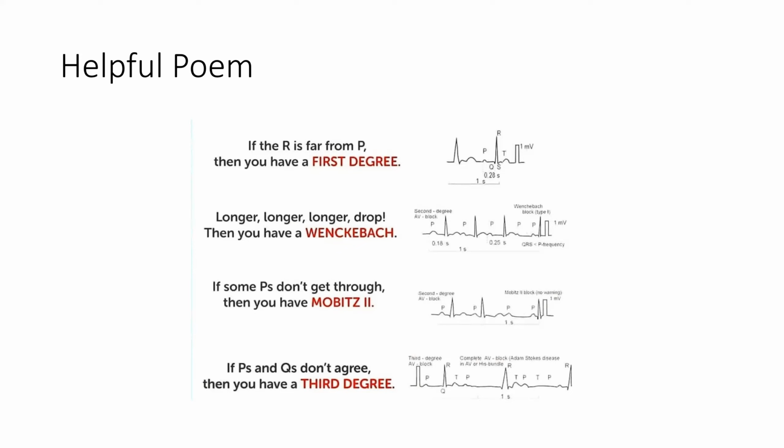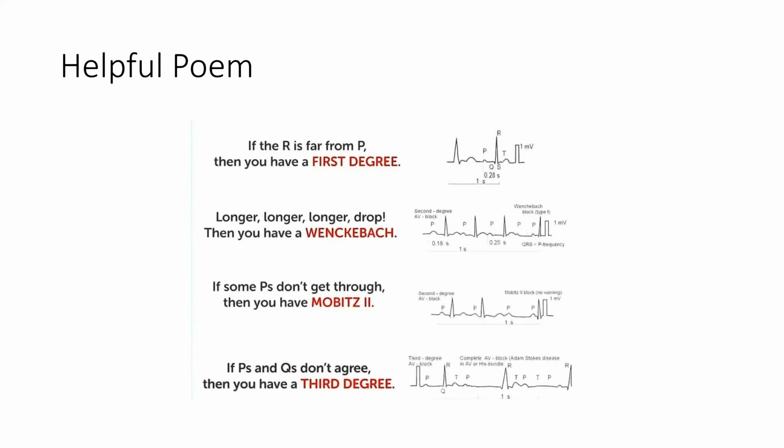If P's and Q's do not agree, then you have a third degree. This is where you're marching along your P waves and noticing there's no consistent PR interval, but the P to P interval is consistent, and the QRS, the R to R interval, is consistent, because they're marching along independent of each other. They have broken up. So this is complete heart block: need a pacemaker, get this patient stable.